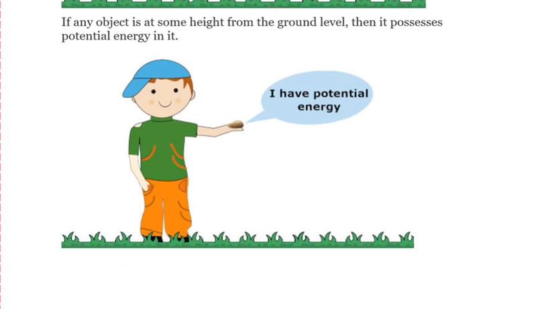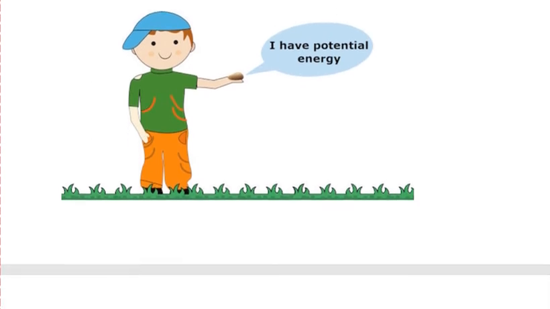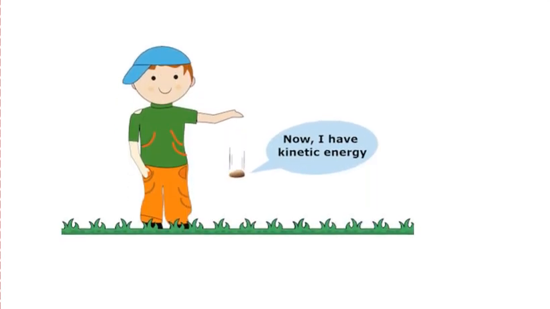So what happens if the boy releases the stone? That means the stone starts to move downward. Since there is movement happening here, this is now kinetic energy. Thus, the potential energy of the stone is converted into its kinetic energy. Here, also, the energy is conserved. The energy is just converted from one form to another, from potential energy into kinetic energy.